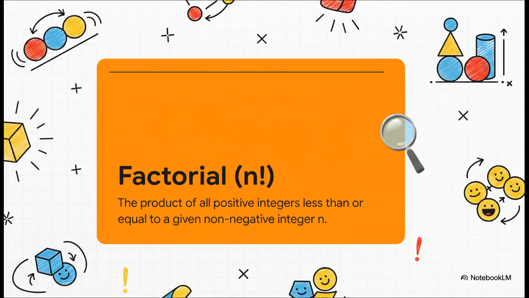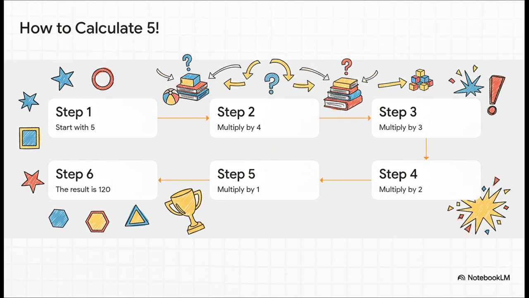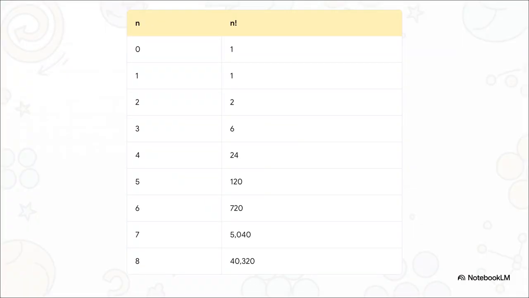The core idea is surprisingly simple. The factorial, which we write as n factorial, is just a shorthand for a specific kind of multiplication. It tells you to take a number, n, and multiply it by every single positive whole number smaller than it, all the way down to 1. Let's make this real with 5 factorial. As you can see, you just start with 5, then multiply by 4, then by 3, then by 2, and finally by 1. You follow that chain of multiplication, and you get 120. Simple as that.